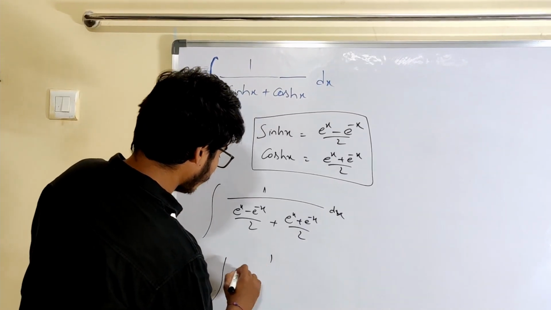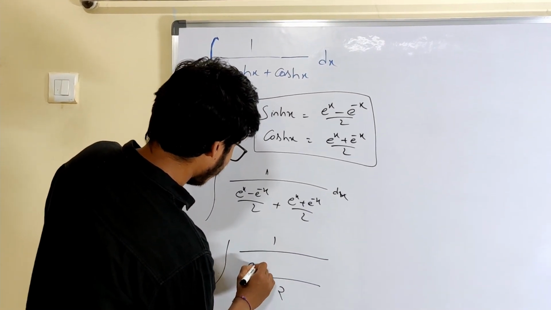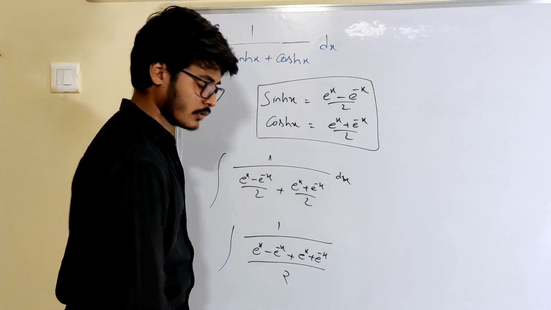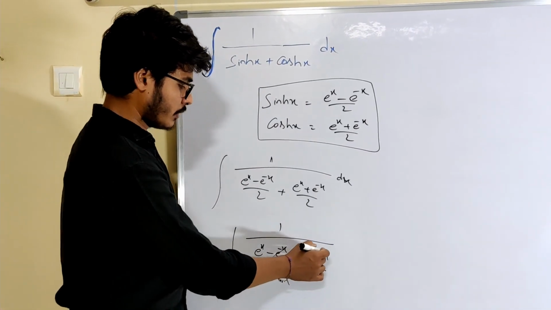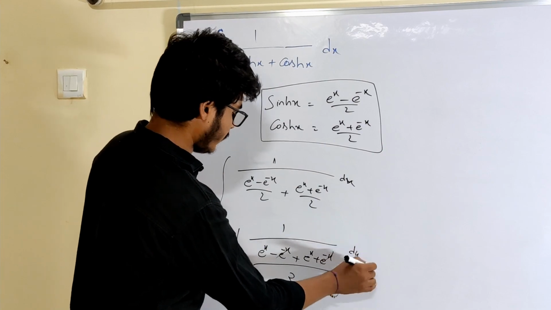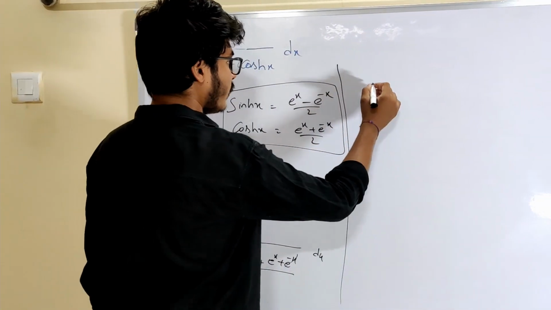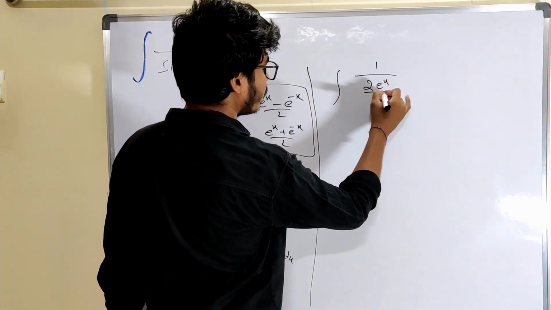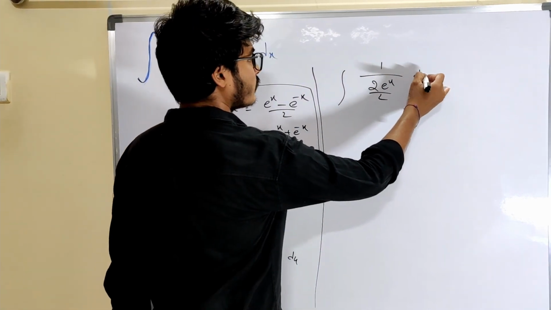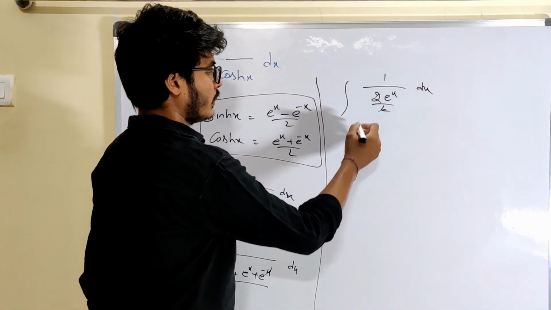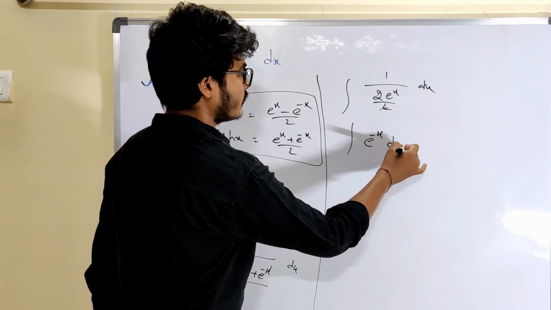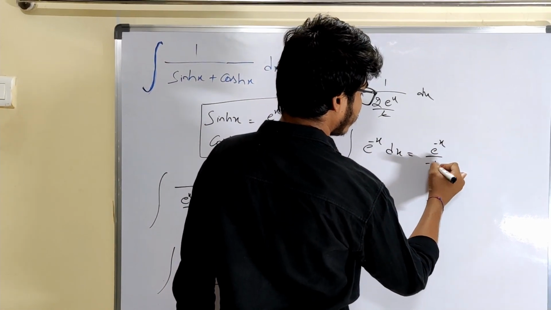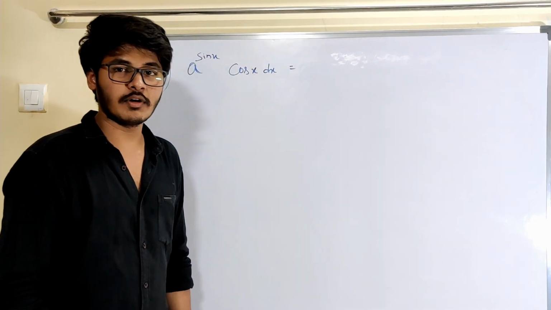So integral 1 by e power x minus e power minus x plus e power x plus e power minus x. Here minus e power minus x and plus e power minus x will get cancelled out, into dx. So integral 1 by e power x plus e power x, which is 2 e power x, by 2 dx. 2 will get cancelled out. So we will get integral e power minus x dx. Integration of e power minus x is e power minus x by minus 1 plus c. Now we will see one more question.